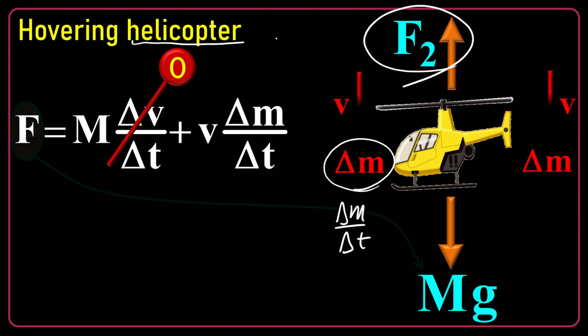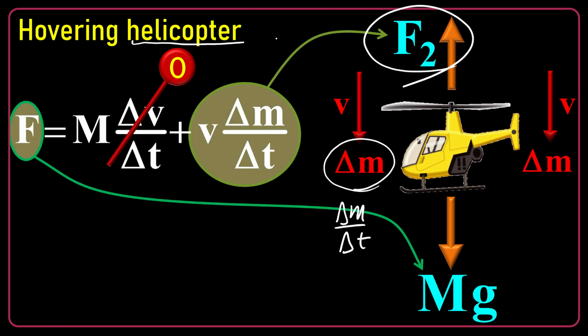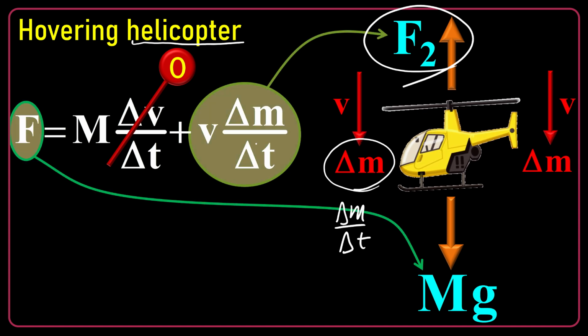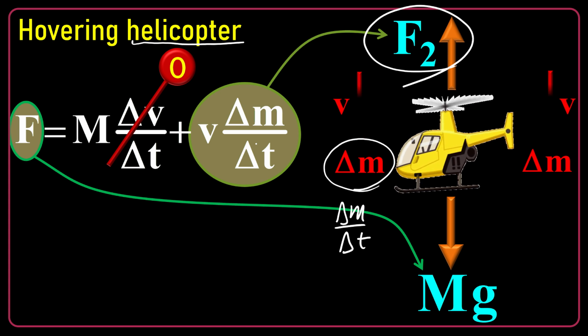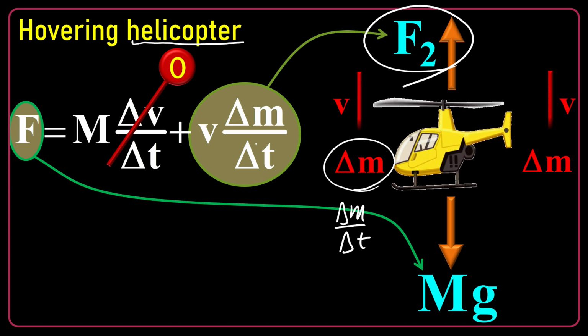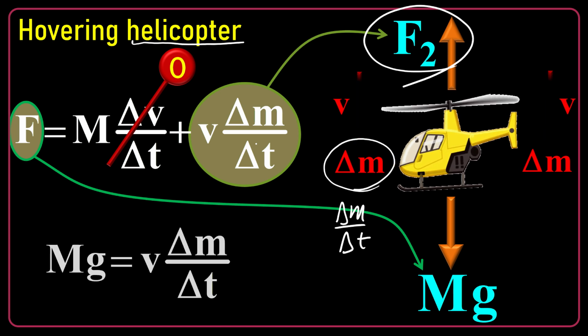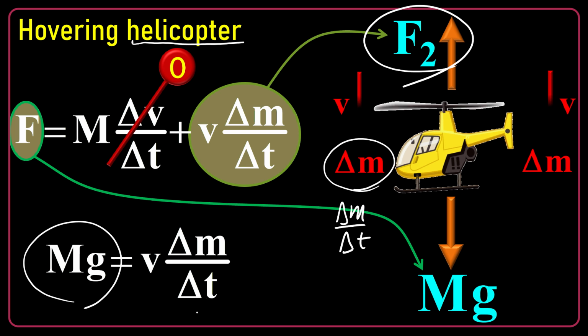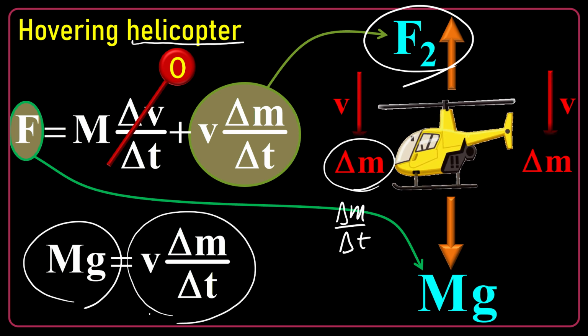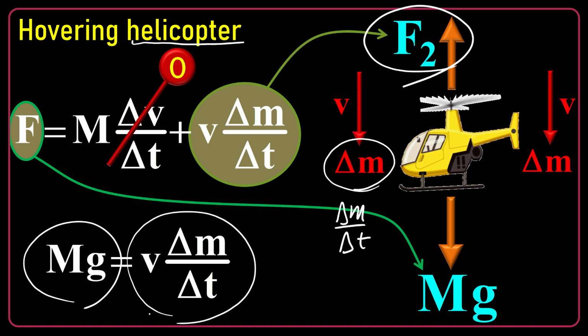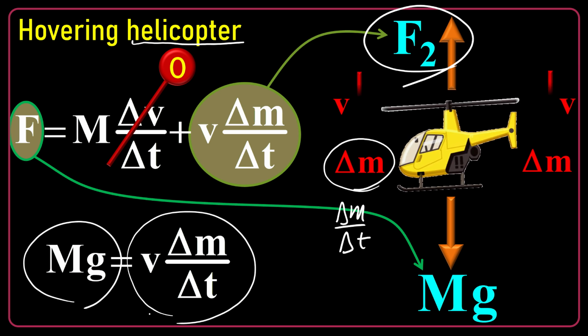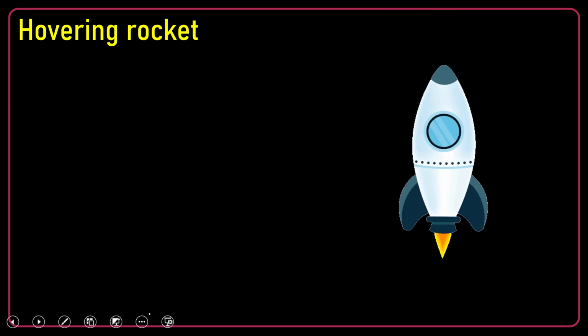There is no acceleration. And the external force acting on the helicopter is mg. Now v delta m over delta t is exactly equal to F2. Of course, F2 is the reaction of that, but they are equal, but opposite. That's all. So here we have mg equal to v delta m over delta t. This is the condition for hovering helicopter. Can we use it for the hovering rocket? Of course you can. It's the same thing.